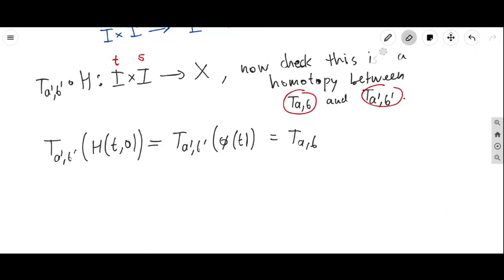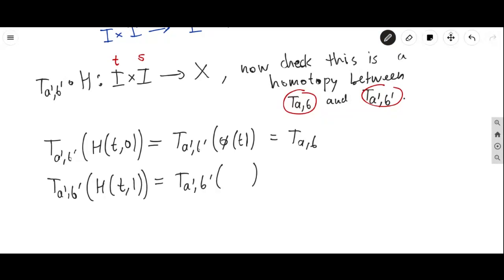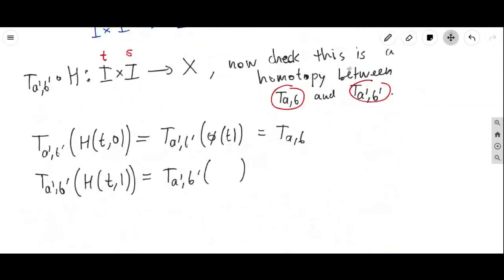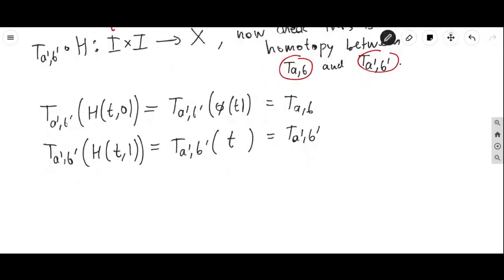Now let's see what happens when S is equal to 1. So that would be T A prime B prime H of T comma 1. So that would be T A prime B prime. But when S is equal to 1, the homotopy was equal to the identity. So that's just equal to T. So in the end, this is just T A prime B prime. So look at that. You've constructed a homotopy from this one to this one. So you just have to check that the endpoints remain fixed throughout the process.